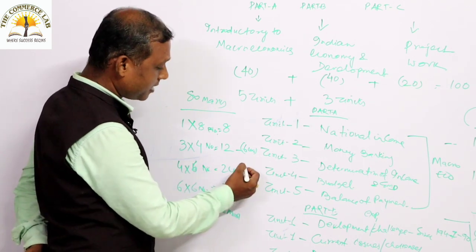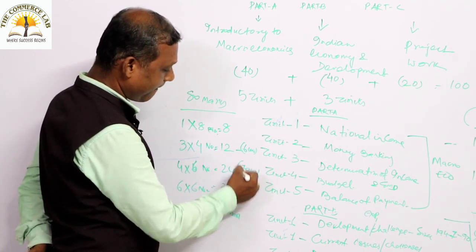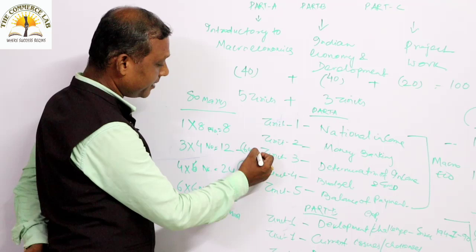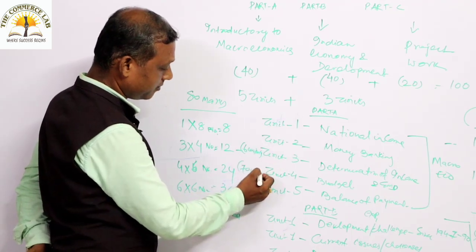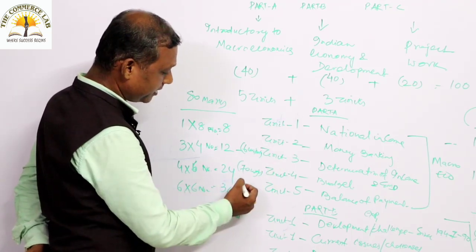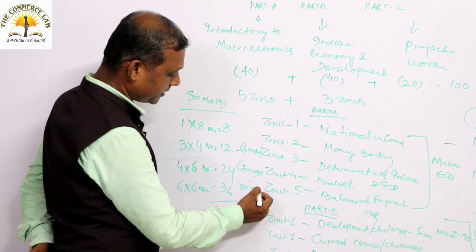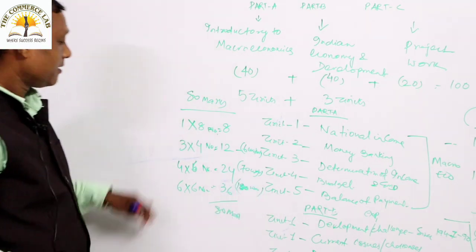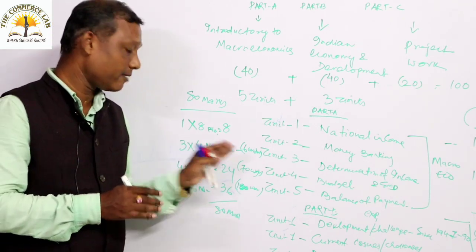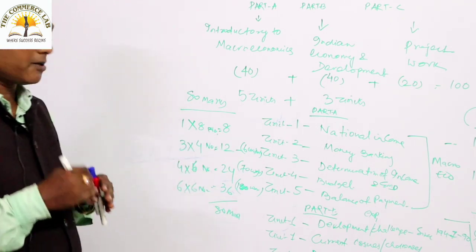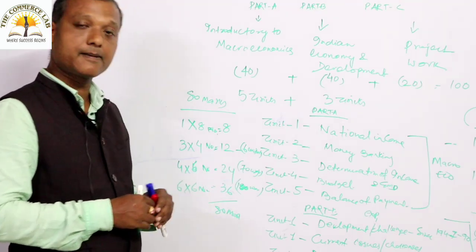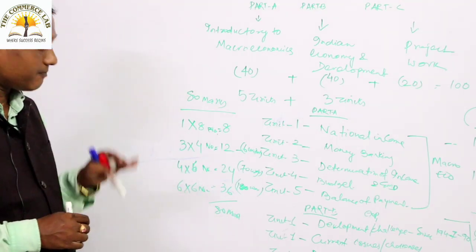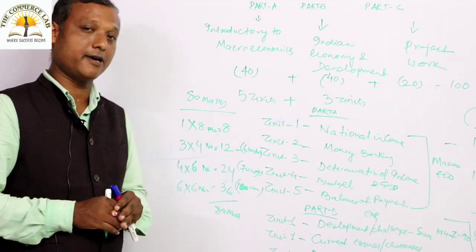For 4 mark questions, the word limit will be 70 words. This is a word limit. And for 6 mark questions, it will be 100 words. Understood? 3 mark questions you have to write in 60 words. 4 mark questions you have to write within the word limit of 70 words. And 6 mark questions you have to write in 100 words.